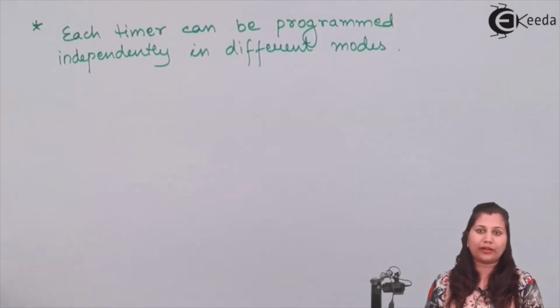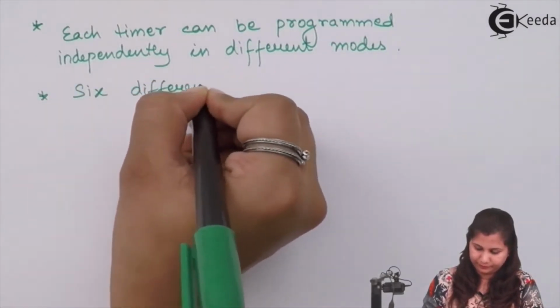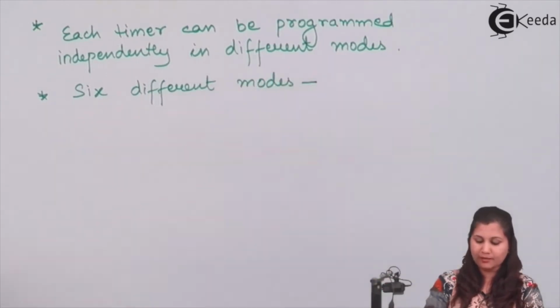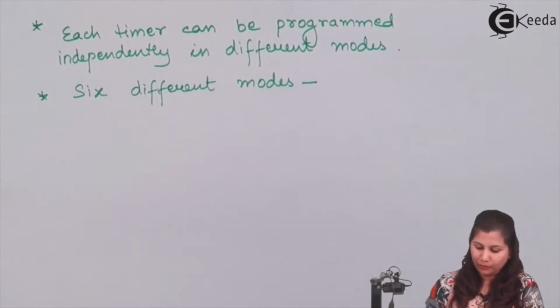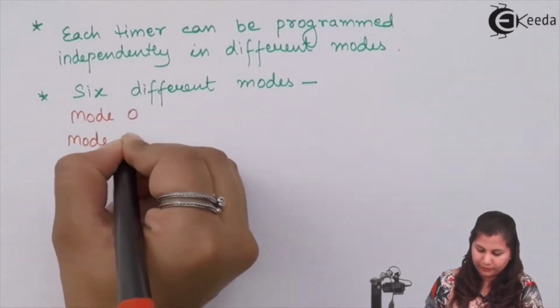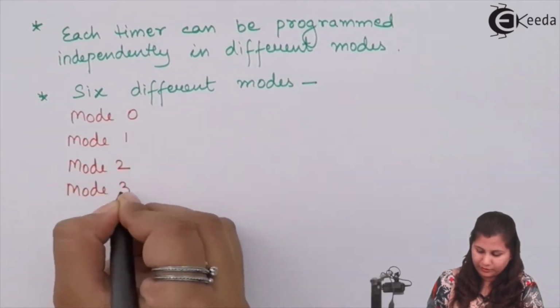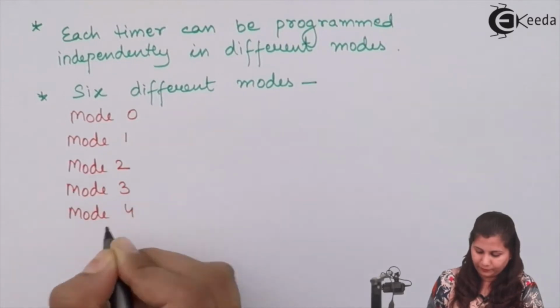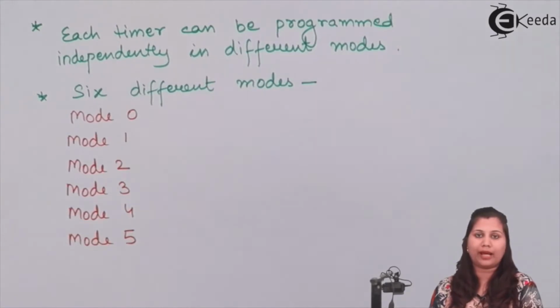So this 8253 IC has 6 different modes. These modes are modes 0, 1, 2, 3 till 5. So we have the modes: mode 0, mode 1, mode 2, mode 3. So these are the 6 different modes of the programmable interval timer IC 8253.